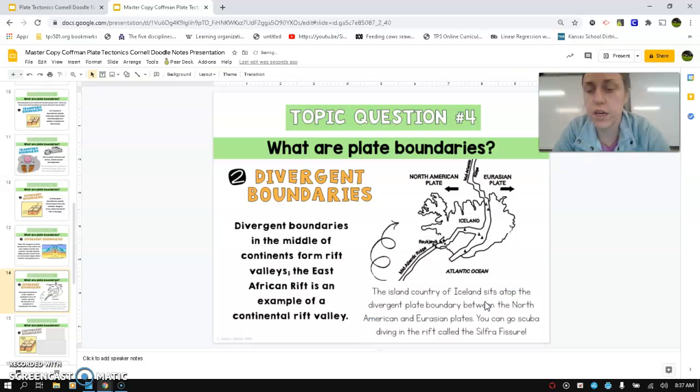Okay, the island of Iceland sits atop a divergent plate boundary between the North American and Eurasian plates. You can scuba dive, and we showed a video of that. Reminder that Iceland is on the 62nd parallel, so it's really high up, close to the Arctic Circle, but it has a tremendous amount of volcanoes. I think Italy does beat it, but they have some volcanoes they're not sure about, or they don't know quite how many.